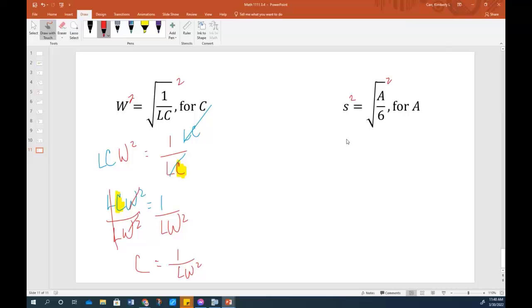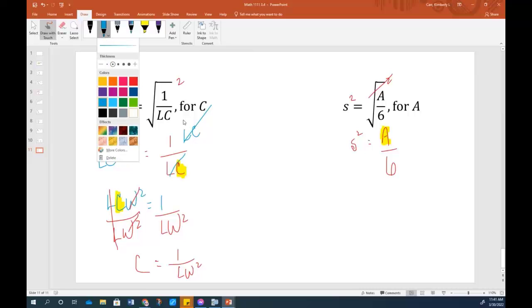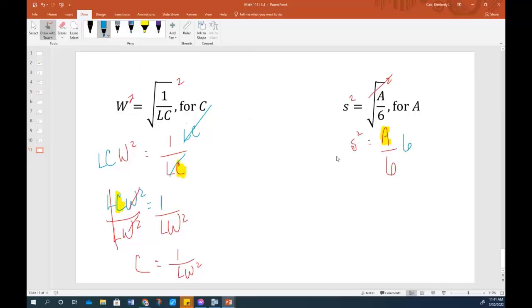Last example, we're going to square both sides. That's going to go away, so I have S squared equals A over 6. I'm wanting to get the A by itself, which really means this one's going to be a lot easier. You don't have nearly as much work to do. I just need to multiply both sides by 6. And then A is equal to 6 S squared. So we use the same principles even with letters. That finishes up this video. Hope this helped.